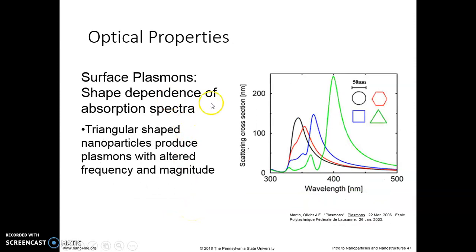Then the shape dependence: a triangular shaped nanoparticle produces plasmons with altered frequency and higher magnitudes. Here you can see the triangle produces a higher scattering cross section, and at the 400 nanometer wavelength it will be very high.